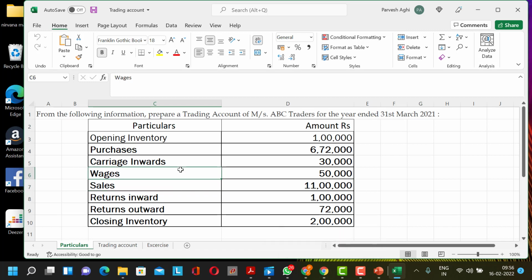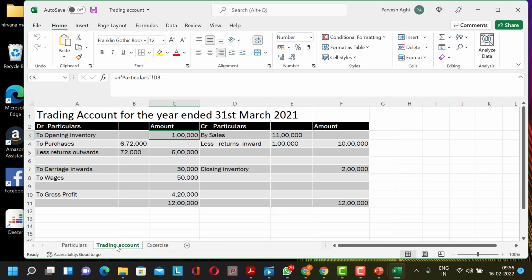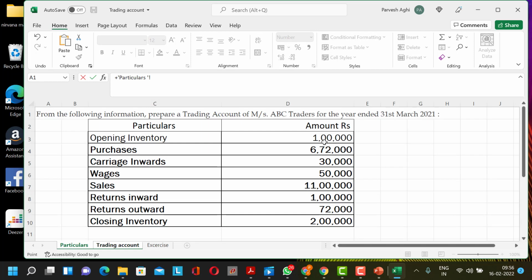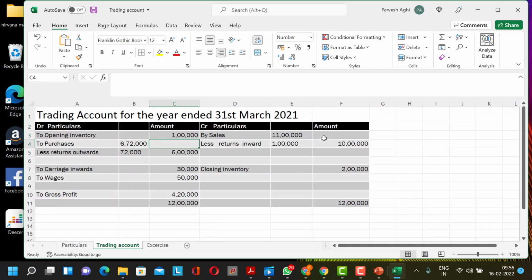So the first statement is particulars, the same particulars which I presented. Then we go to the trading account. So the second statement is trading account. First of all, we put the opening inventory. I just put a plus sign, go to opening inventory. This will come on the debit side. Then purchases. Since it has purchases and returns also, I'll put purchases here.